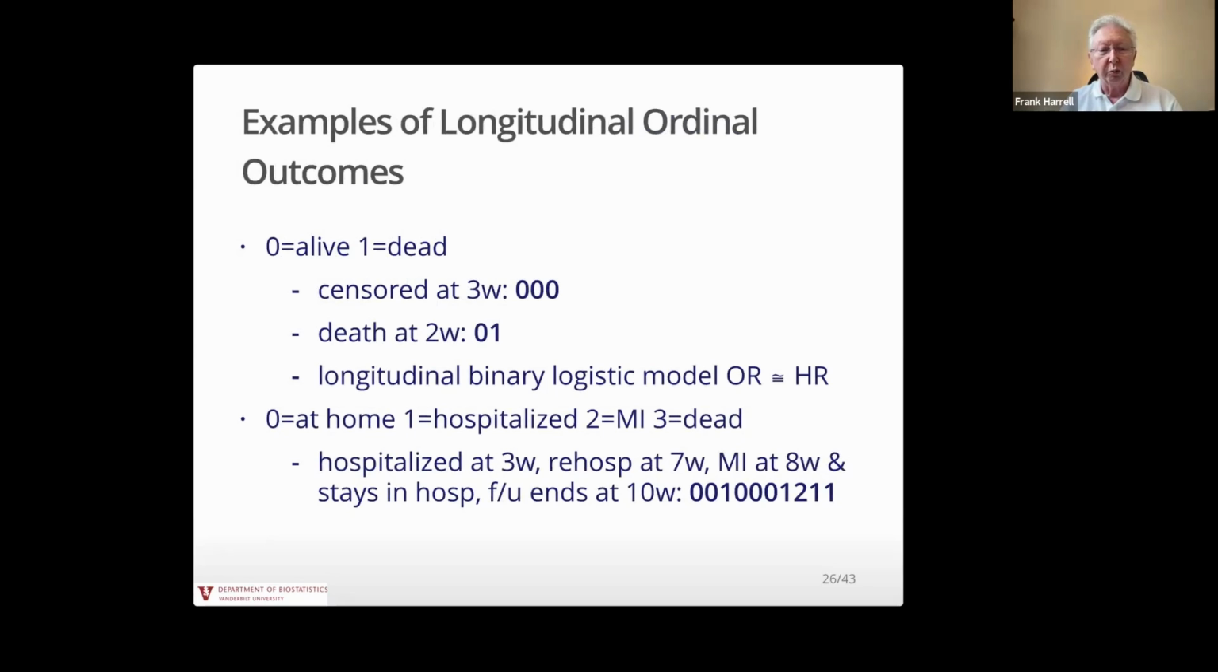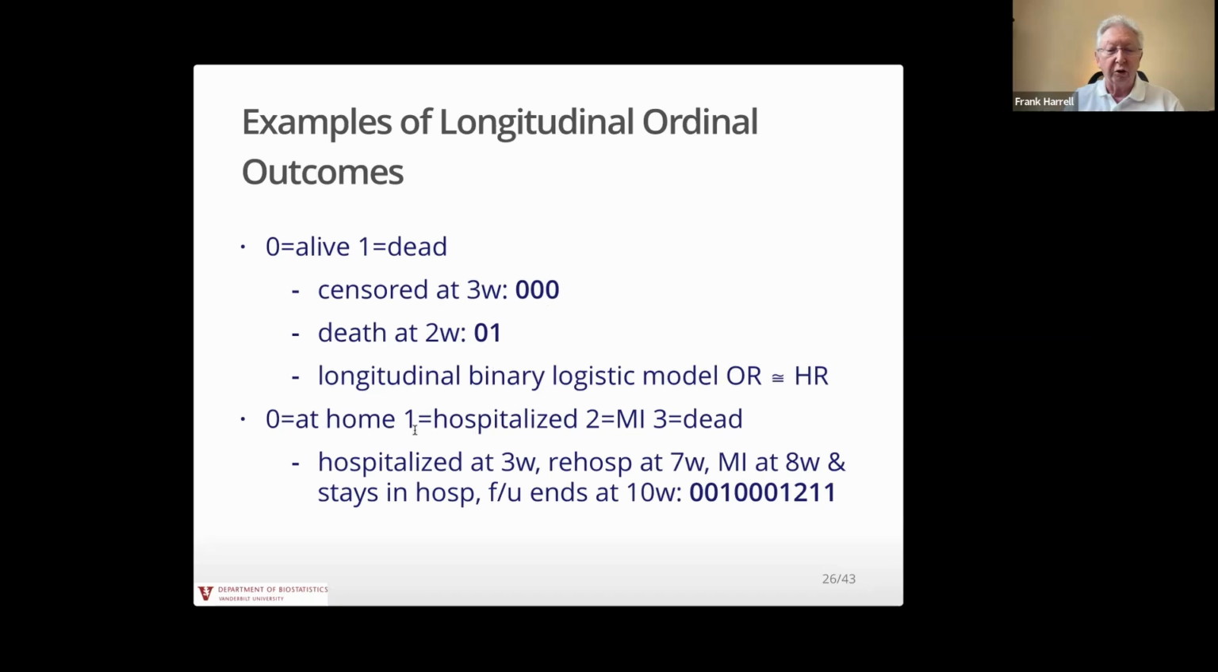So here's what the raw data would look like. This is a regular binary event setup where you're assessing patients dead or alive for 3 weeks. Here's a patient who was followed for 3 weeks and did not have a death observed, so they're censored at 3 weeks. In longitudinal data, that's a 000. Somebody who had a death in the second week is going to be a 01, and then their record terminates here. So that's an absorbing state or terminal event. And if you apply the longitudinal binary logistic model to this, the odds ratio you get from that model is almost exactly equal to the hazard ratio in a Cox proportional hazards model. But you can take this so much farther.